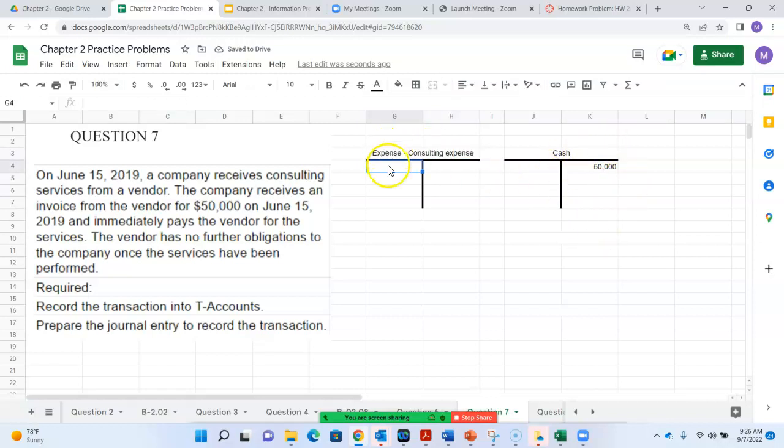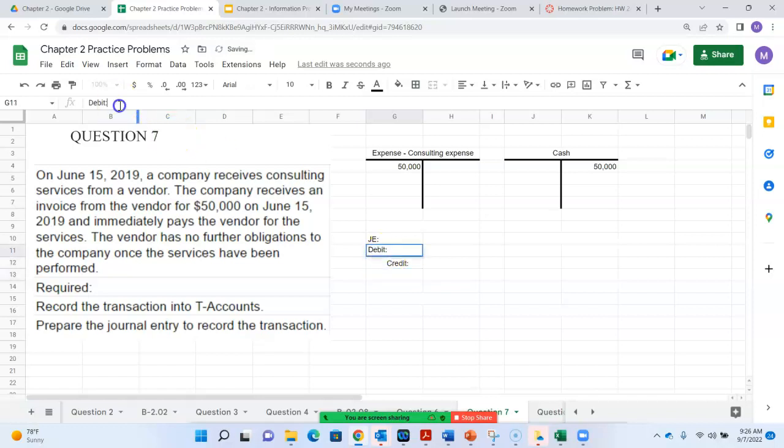So if this is a credit, we have to have an offsetting debit. And again, this is an expense. To increase an expense, you debit the account. So that should be pretty straightforward from what we've already learned. Now we have to record the journal entry. So let's come down here, journal entry. How this works is we're going to have a debit, and then we're going to have a credit, and the credit gets indented.